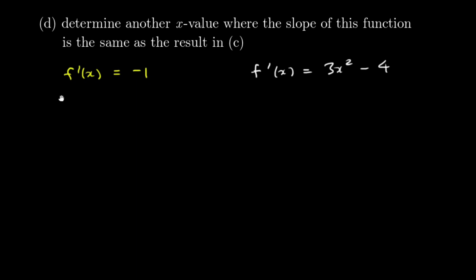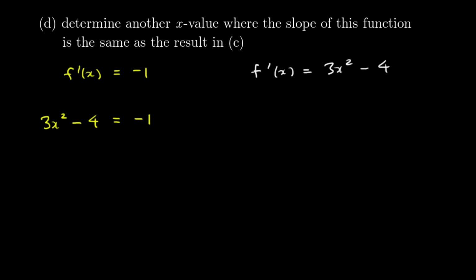So instead of using f prime of x, we can use the actual expression for our derivative. Now it's a quadratic expression, which is why we can get up to 2 answers here. So when can I get this quadratic to output the number -1? Or where can I get this quadratic to be equal to -1? And that's not terribly complex.